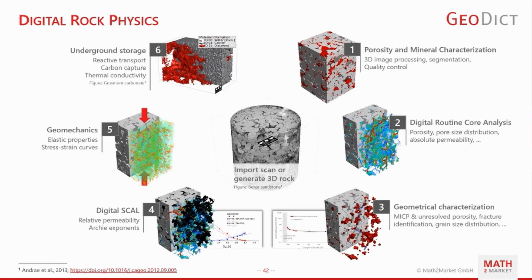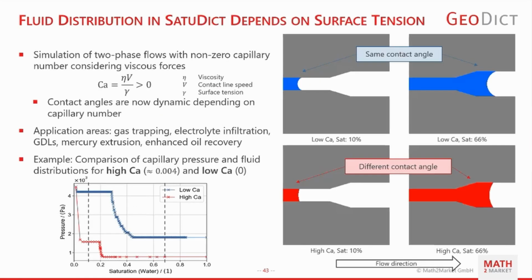At this point there has now been an improvement. Previously, the surface tension could not be taken into account for computing the fluid distribution. It was just used as a scaling factor for the capillary pressure computation. So now in the new version, we have the capability of considering viscous and capillary forces in detail. So the capillary number, which is computed by the viscosity times the contact line speed divided by the surface tension, can now change the contact angle used in the simulation.